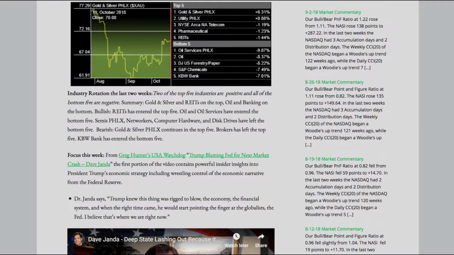Bearish, gold and silver continues in the top 5. Brokers has left the top 5. KBW Bank has entered the bottom 5.